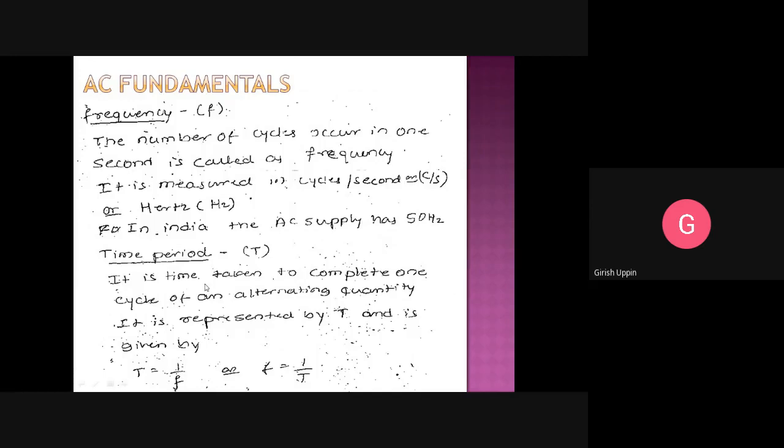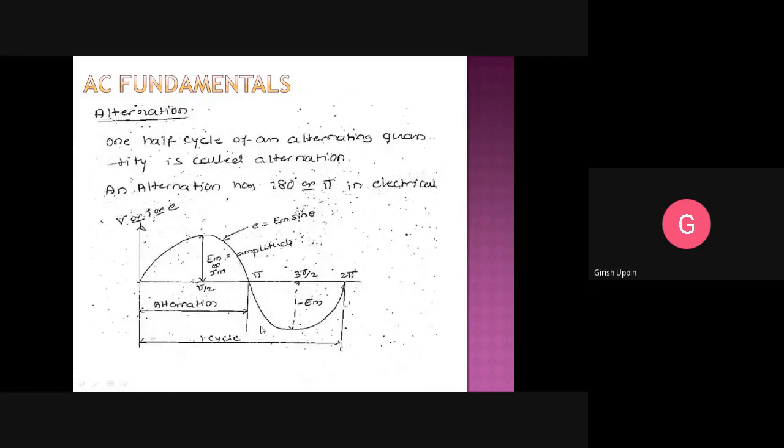Time period. It is the time taken to complete one cycle of an alternating quantity, and it is represented by capital T and measured in seconds. The relation between the time period and frequency is T = 1/f, where f is the frequency, or frequency f = 1/T. So with respect to this waveform, we will reiterate those values. Alternation: one half cycle of an alternating quantity is called an alternation, so the time taken for half a cycle.